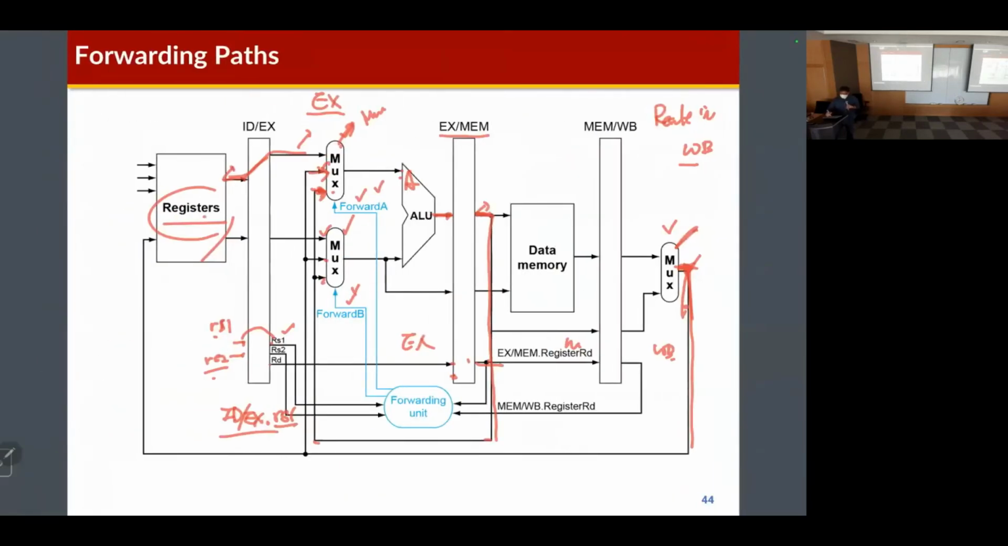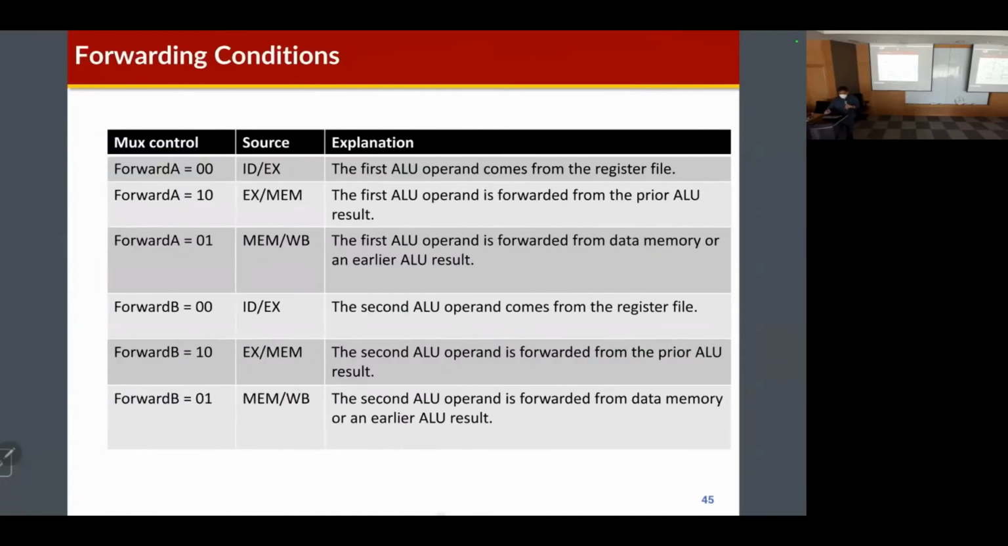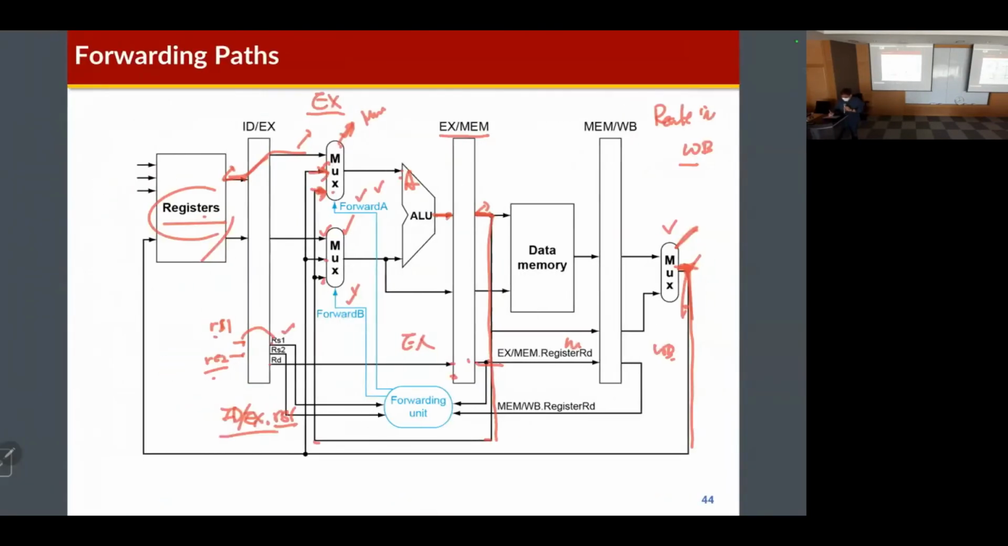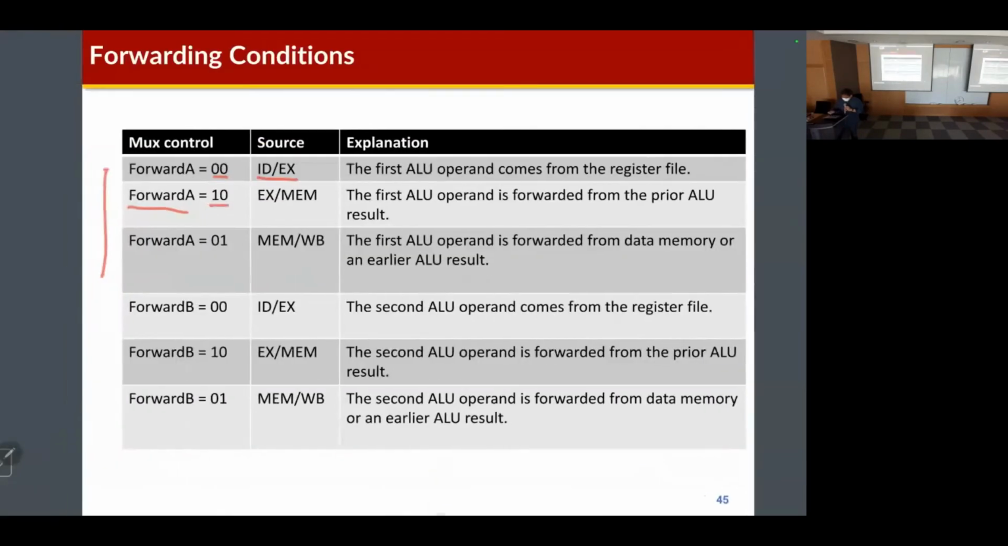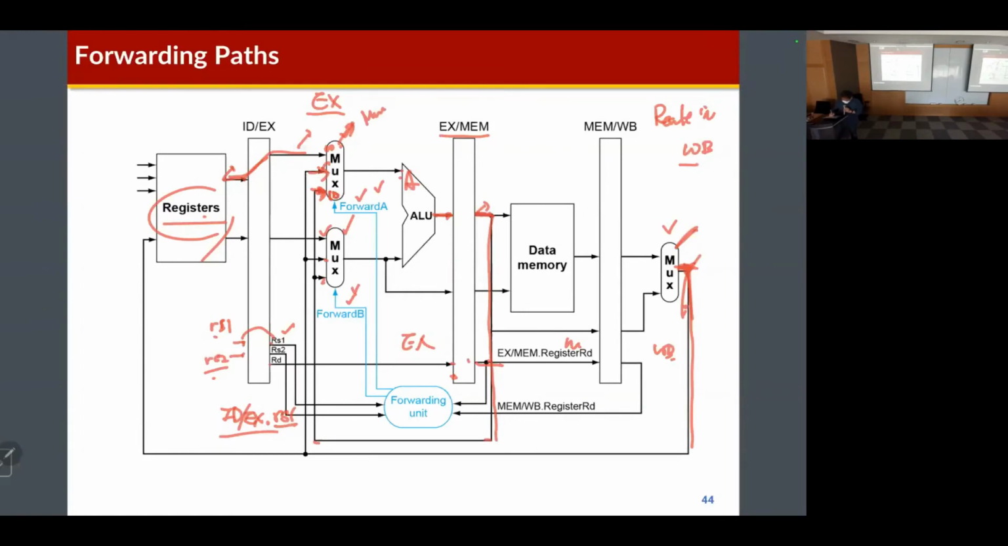So if you see, this is the forwarding path in the pipeline register. And then we can decide the forwarding selection signal like this. If the forward A signal is 00, then this is the normal case. So the source is the output of the ID/EX pipeline register, which means the output of the register file. And then if it is 10, you can see this is the EX/MEM, so 00, 10, and 01. Right?